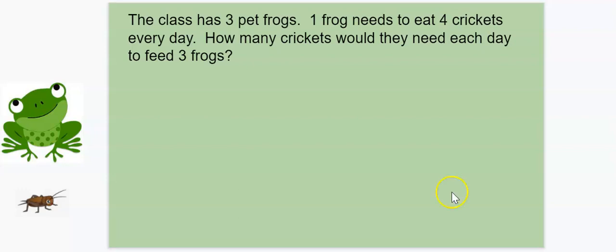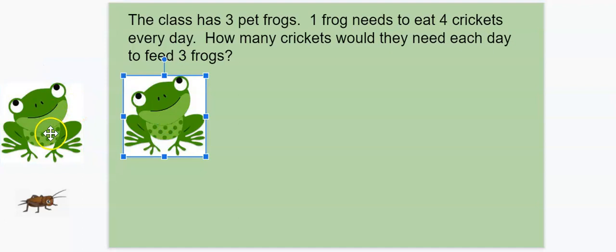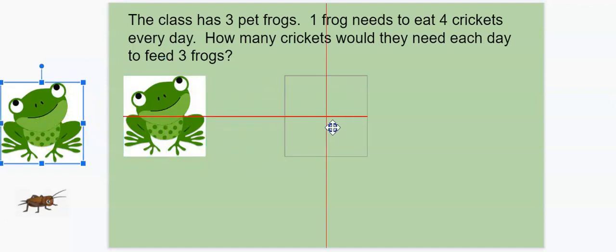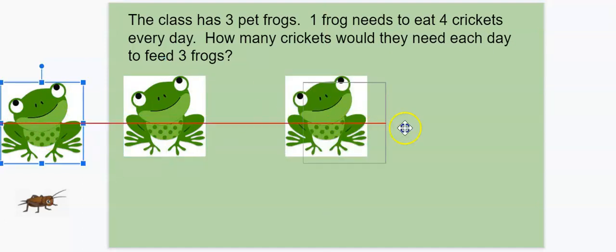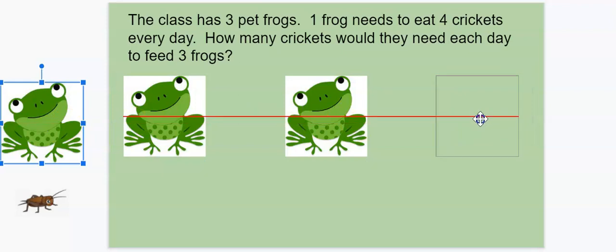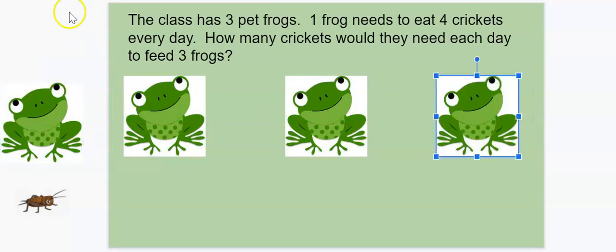So let's use our tools over here. I've got some frogs here and also some crickets. So how many pet frogs are we going to have? That's right, 3. So let's count. 1, 2, 3. So how many crickets is the frog going to eat every day?